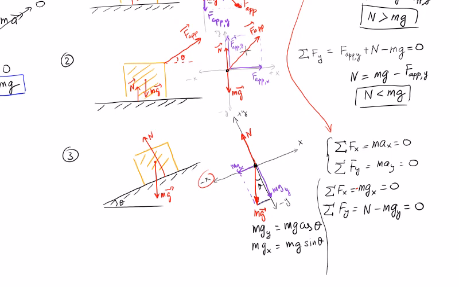Now we can write from this last equation, N equals mg y, or N equals mg cosine theta. As you can see, every time you use the normal force, it is very specific to the situation.